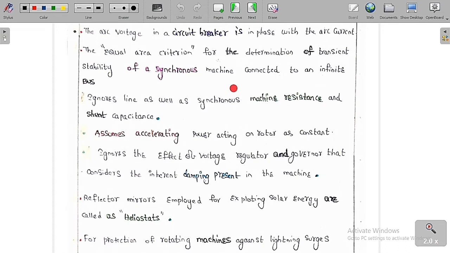I already told you, whatever study you do in the first swing of a power system is said to be transient stability studies. So, ignore the line as well as the synchronous machine resistance and shunt capacitance.